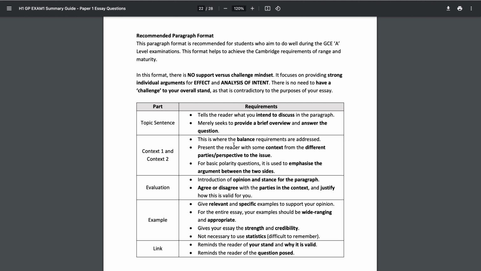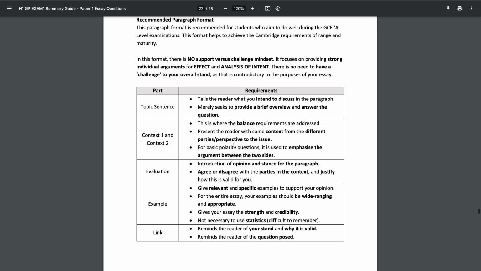Topic sentence here, I don't need you to have a clear stance. I need you to simply answer the question by telling me what you want to discuss. So it should be broad. It should be generalized, not specific. Context 1, context 2. This is where your balance is addressed directly. The perspectives in the issue are addressed here.